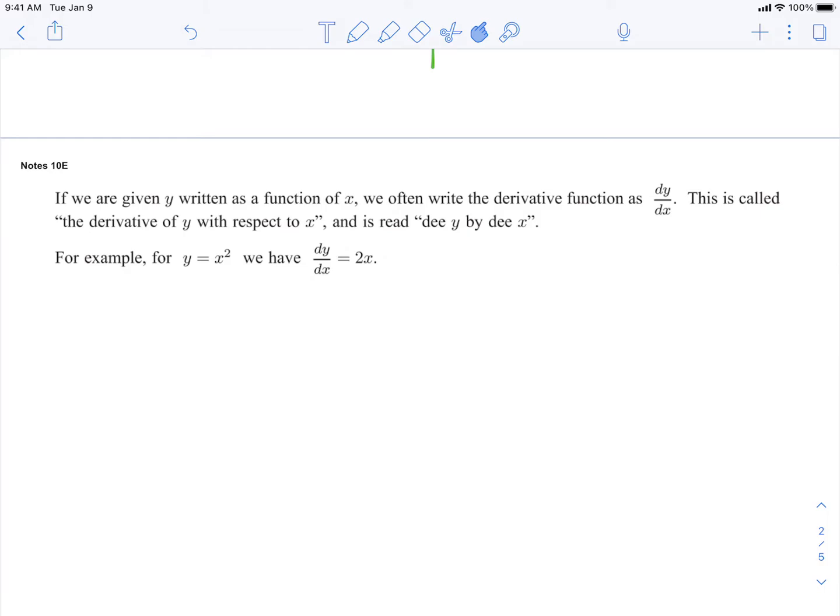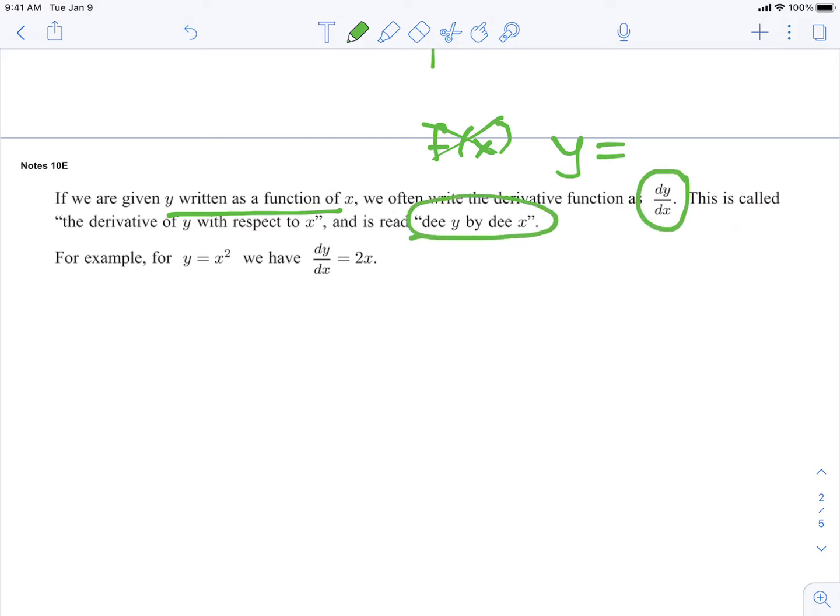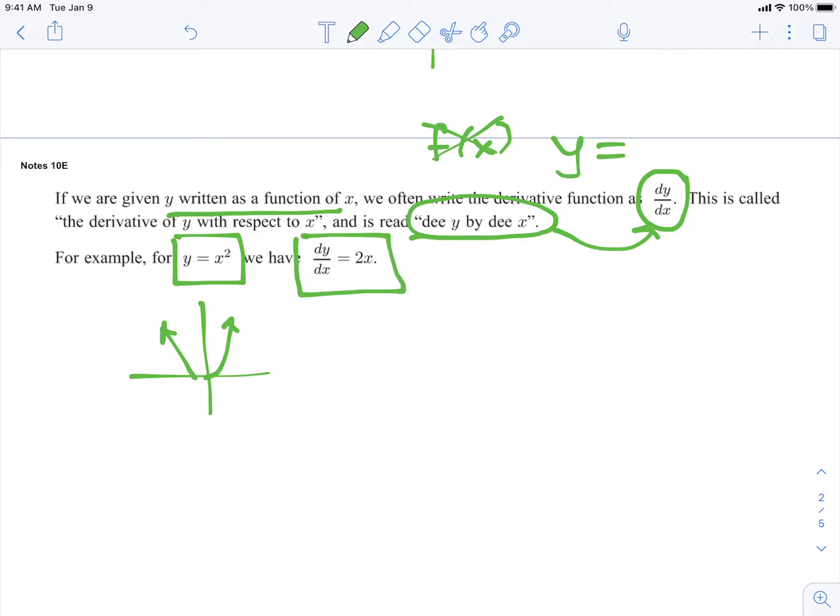If we're given the y as a function of x instead of f of x, we're given just y equals, we would often write the derivative function as dy dx. This is how you say this notation. So for example, if we give you y equals x squared, so that same parabola, then the notation would be dy dx equals 2x. The derivative function would be dy dx is 2x.